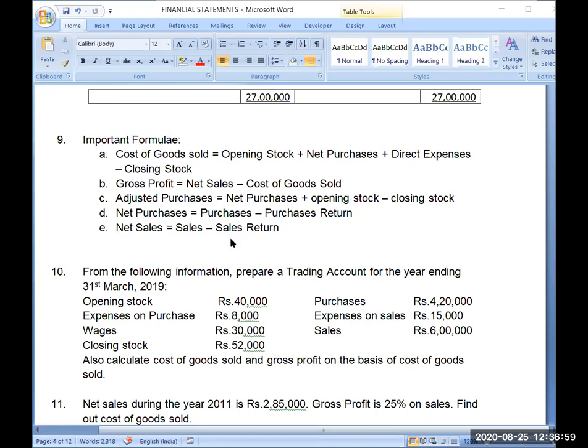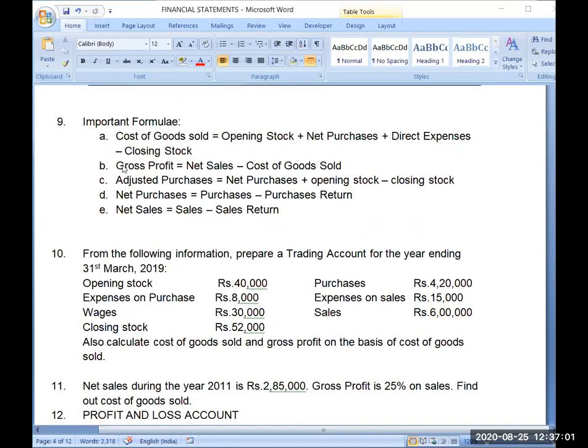Now coming to the second formula, which is gross profit. Profit simply means revenue minus expenses, or incomes minus expenses, that you might have learned as basics in some of your previous classes also. It is a very simple logic thing. So what is revenue, what is income? Net sales. Sales minus sales return.